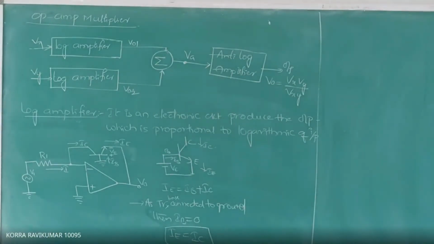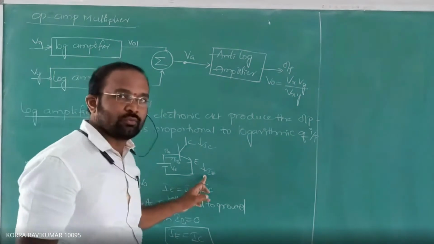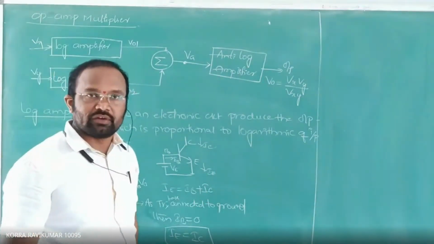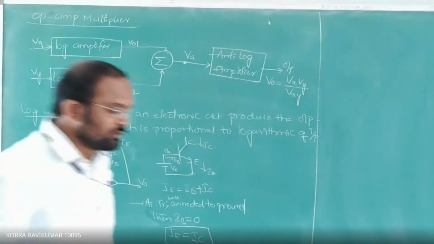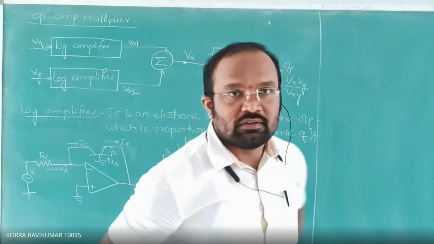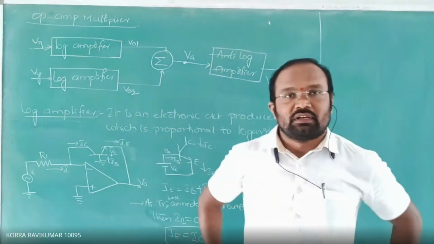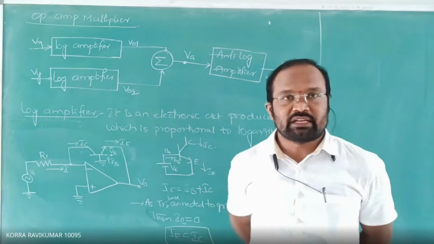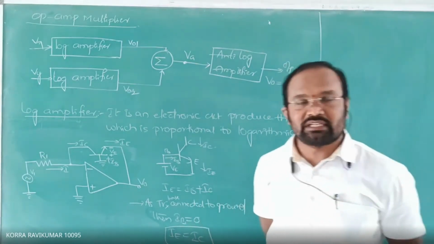Then the standard equation for the output current, the emitter current of the transistor. Let me know how many of you know the current equation of an NPN transistor at the emitter terminal. What is that equation? IE.